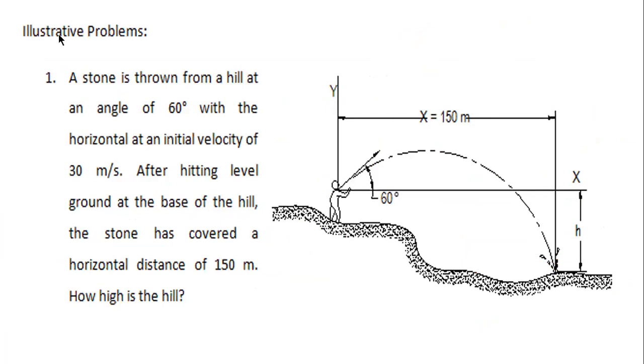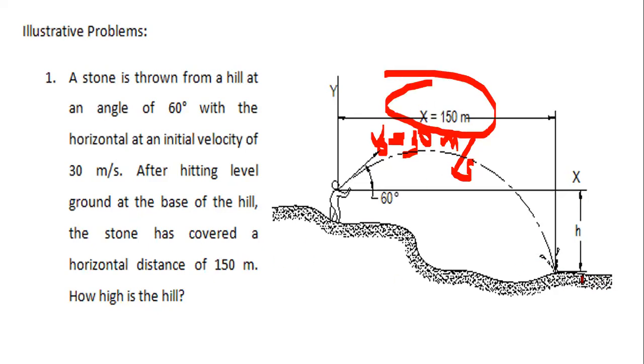You have here a stone. This man throws a stone at an angle of 60 degrees with the horizontal at an initial velocity of 30 meters per second. Okay. Now, after hitting level ground at the base of the hill, the stone has covered a horizontal distance of 150 meters. How high is the hill?